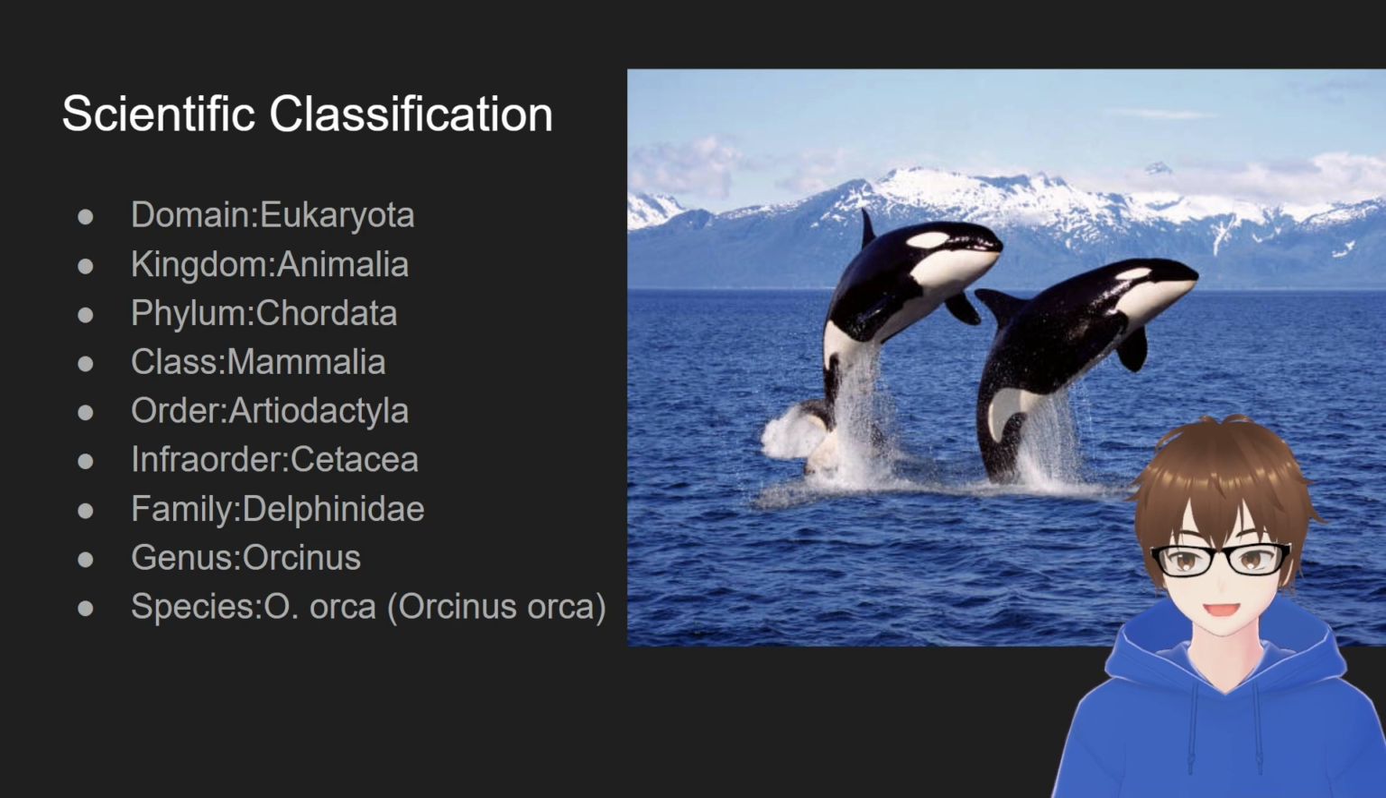So, first, the scientific classification here. Also, we have a picture of the orcas here breaching. We might not go over all of these, but I'll go over a few. The domain is Eukaryota, kingdom Animalia, phylum Chordata, class Mammalia, and then Artiodactyla, and then infraorder doesn't really matter that much. Family looks like Delphinidae, genus Orcinus, and then species is O. orca, or Orcinus orca.